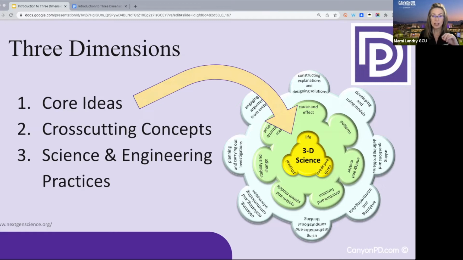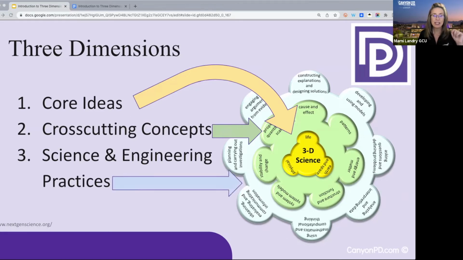The cross-cutting concepts, it's the next layer down. They're the green ones. These are the frames that we're going to use to think about the core ideas. And there are 7 of them.